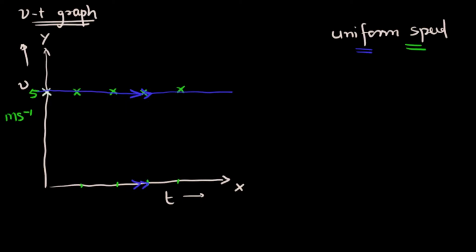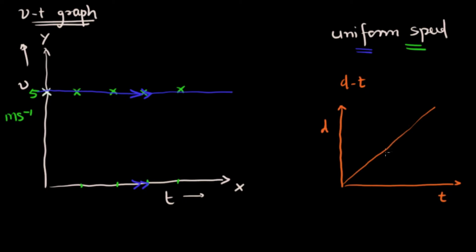Now in contrast, if I try to remember the dt graph for uniform speed motion, let me see. That's my time axis, that's my d-axis, and there it was a straight line inclined with the time axis. So that's the contrast between the VT graph of a body traveling with a uniform speed, and the DT graph of the same. Okay, now it's the important stuff.